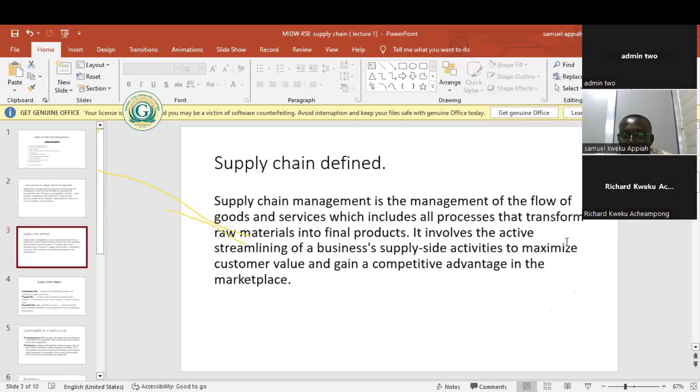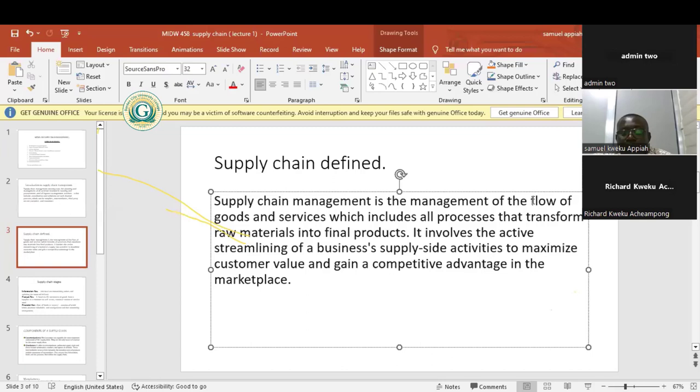Okay, so when you realize that they look at the source, and sometimes they feel that if we invest so much into this project, the source is limited, we wouldn't get much, and so they wouldn't. So it is very, very important when it comes to supply chain. We are always interested in the source of the supply, and it also involves active streamlining of business supply side activities to maximize customer value and gain competitive advantage in the marketplace.